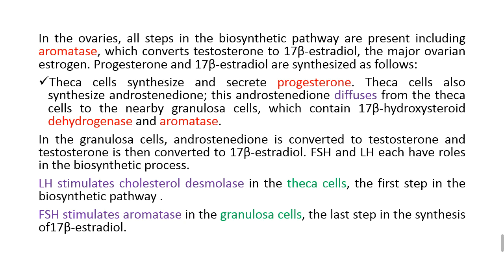FSH and LH each have a role in the biosynthetic process. How? The luteinizing hormone stimulates cholesterol desmolase in the theca cells, which is the first step in the biosynthetic pathway, while follicle stimulating hormone stimulates aromatase in the granulosa cells, the last step in the synthesis of 17-beta estradiol.